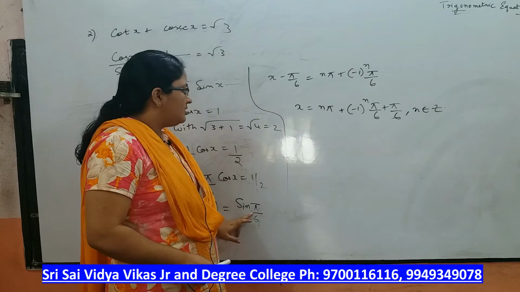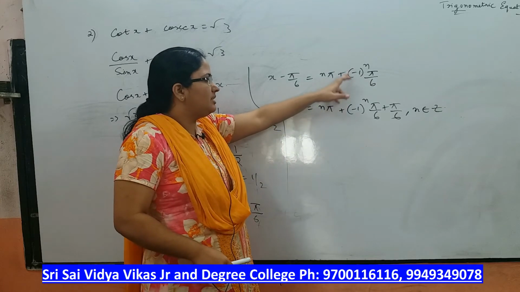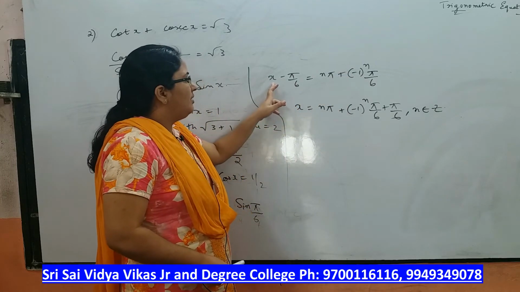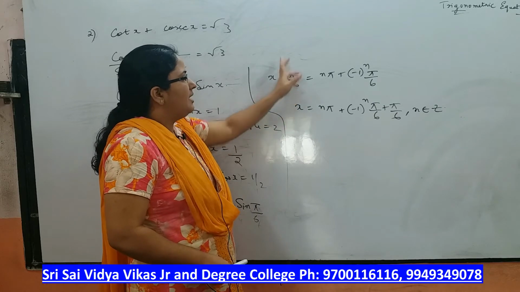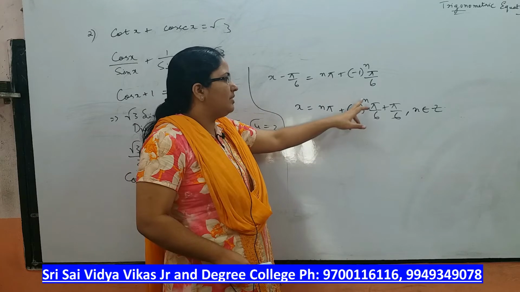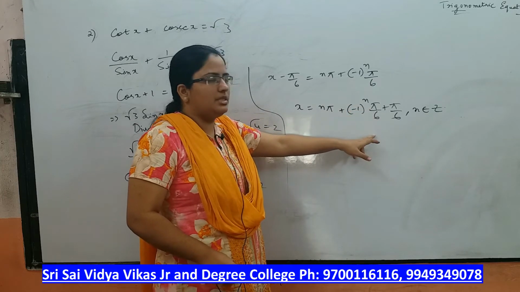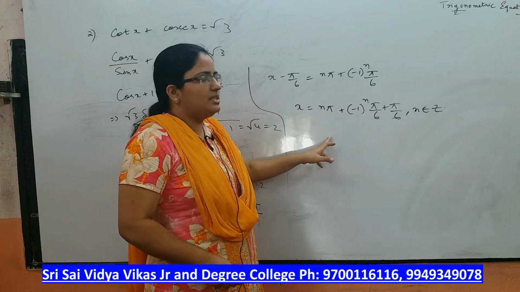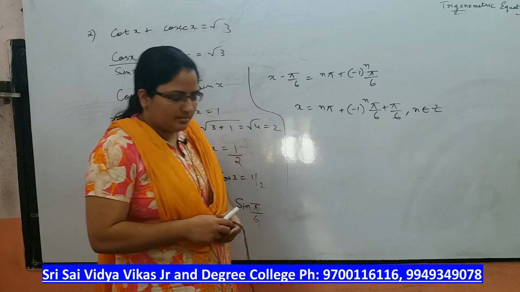So here the general solution for this is n pi plus of minus 1 whole power n pi by 6, that is equal to x minus pi by 6. Pi by 6 goes that side, x is equal to n pi plus minus 1 whole power n pi by 6 plus pi by 6, where n belongs to the integers. This is the general solution.